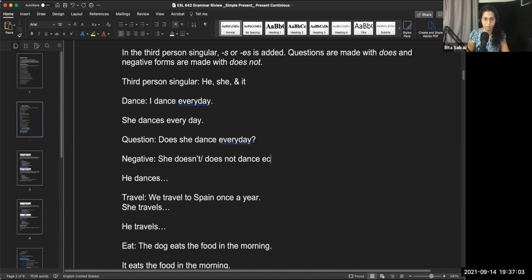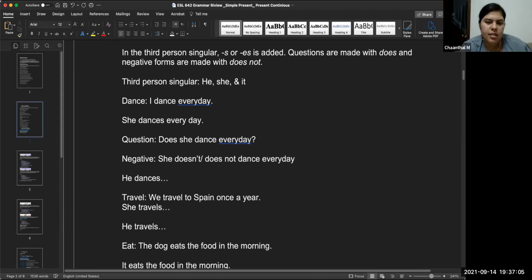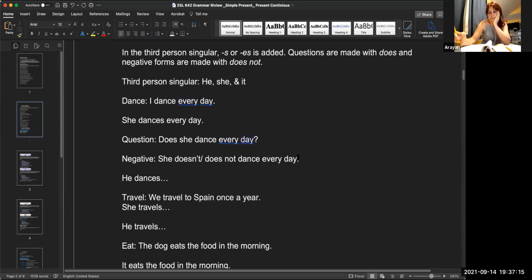It's the same, doesn't and does not. Either or. She doesn't. Both are correct. She doesn't and she does not are both correct, because does not and doesn't mean the same thing. It's just they're mushed together. They're combined together.